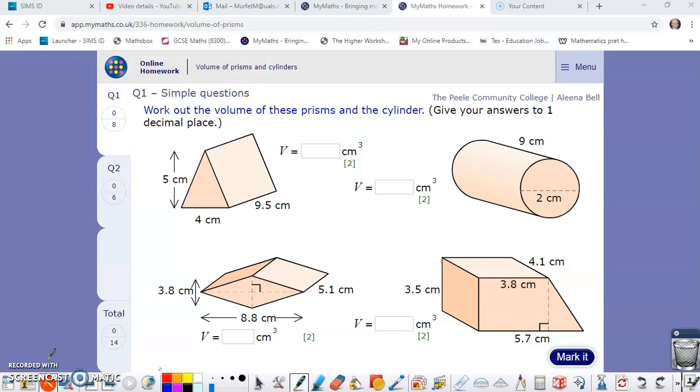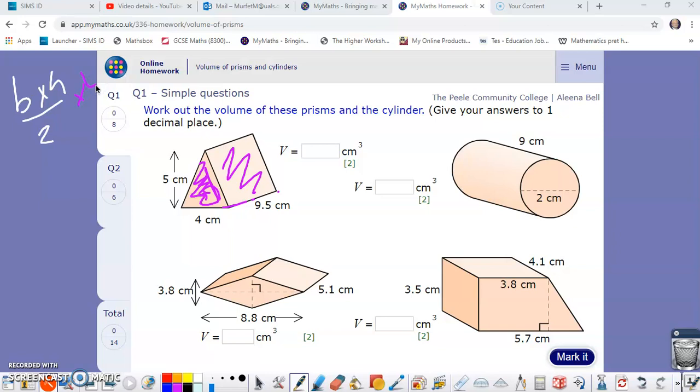Okay, so I've got a triangular prism just on here. I've got a triangle on the end. Now to find the area of a triangle, I'm going to do base times height divided by 2. And then to find the prism itself, I've found the area of this end and I need to times it by the length, which is 9.5.